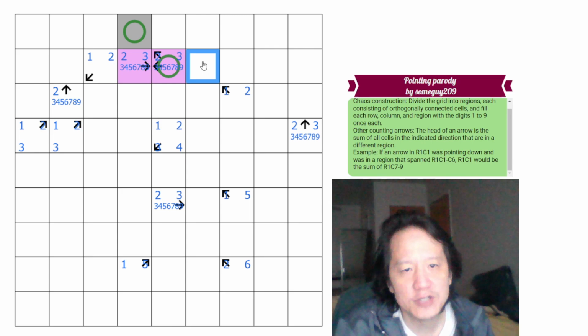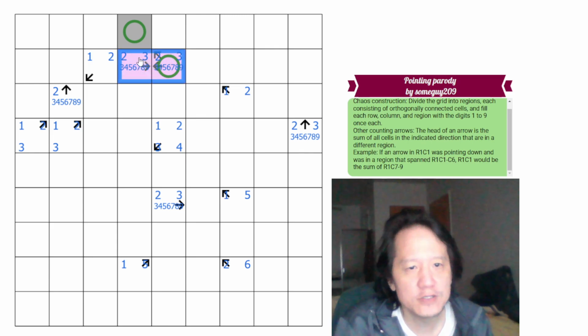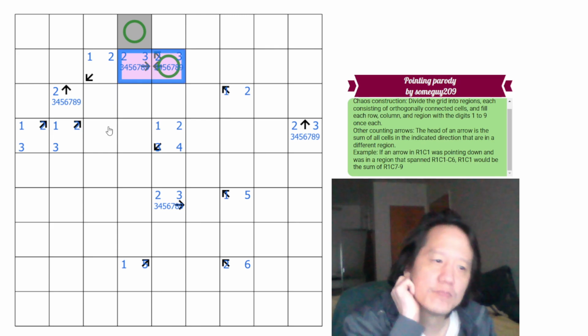But there's at least one more for the pink region to be in one of these four, because you cannot have all four, because it'd be 1, 2, 3, and 4, which would add up to 10, which this number is not allowed. So these two are in the same region.